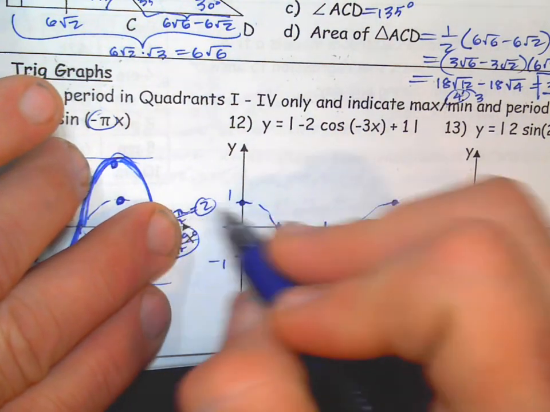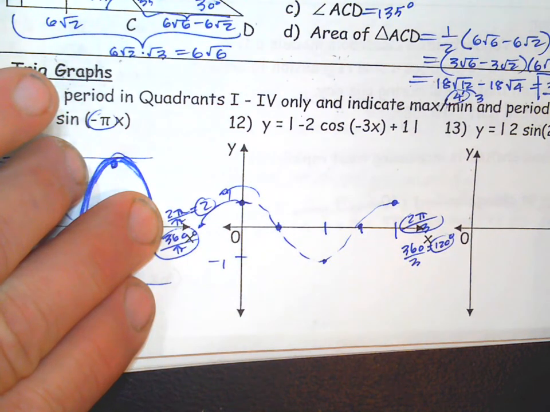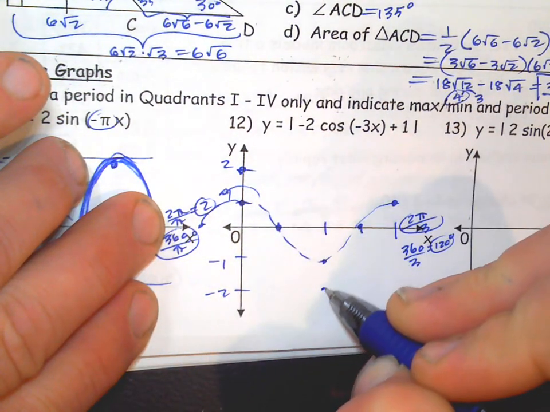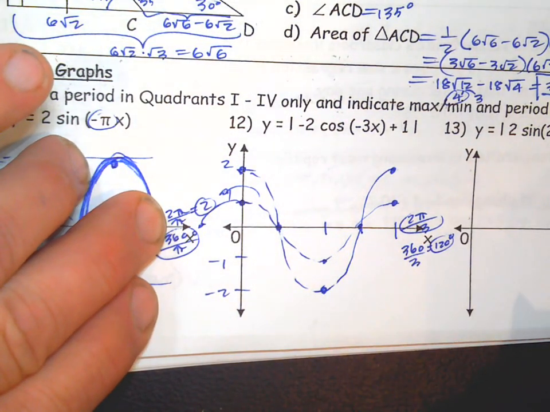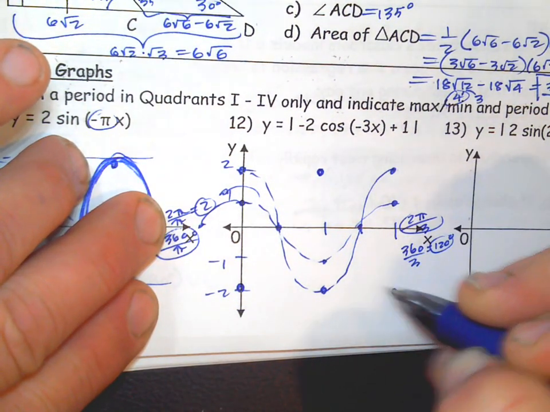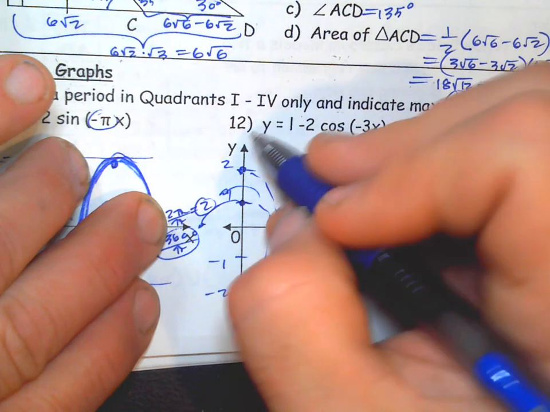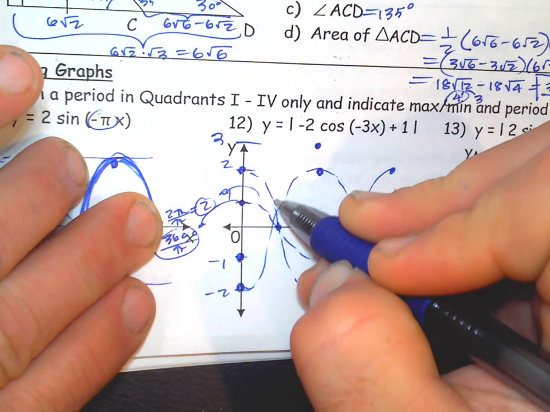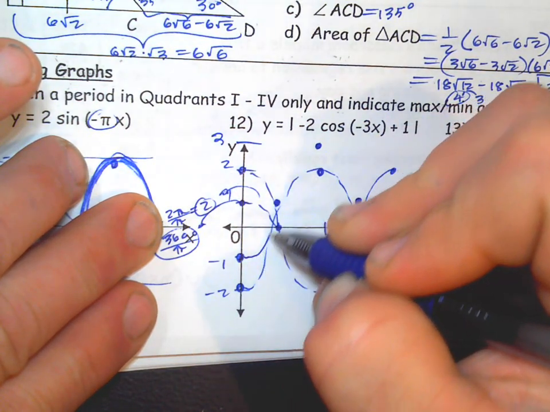Next, the negative flips it over here, which, by the way, looks exactly the same as if we didn't do anything to it. The 2 multiplies all the values by 2, the height. So that's going to give us a new graph. Light dash line. The negative in front of the 2 flips it upside down. So now these are all going to get flipped upside down. And then the plus 1 moves everything up 1. So this moves up 1, this moves up 1, this moves up 1, this moves up 1, this moves up 1. And your new graph looks like that.